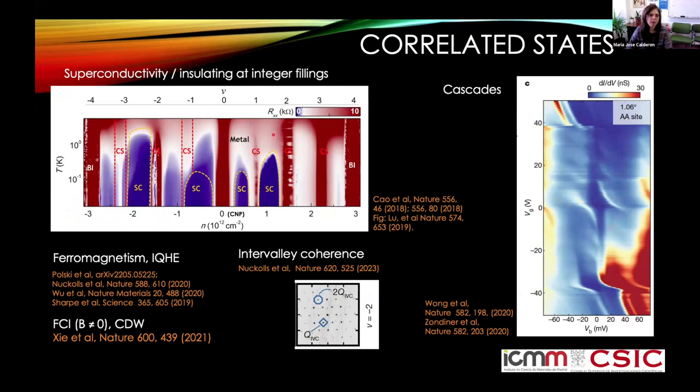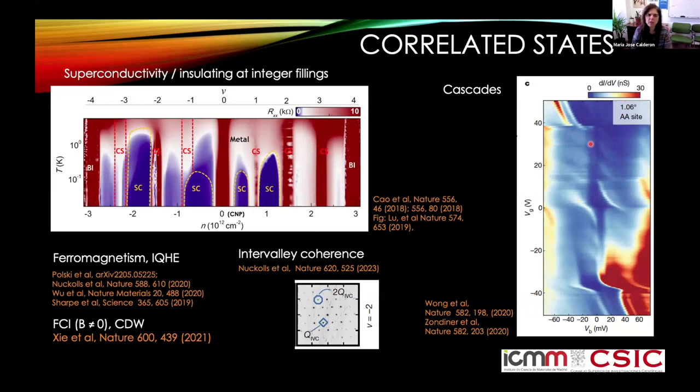These include the existence of insulating states at integer fillings of these flat bands. We have also superconductivity at intermediate fillings. Also some cascades, and this spectral weight reorganization at integer fillings has been observed. And then many symmetry broken states like intervalley coherent states, ferromagnetism, integer quantum Hall effect, fractional Chern insulators, charge density wave, etc. And this happens at low temperatures, and we will see that other features survive up to higher temperatures.